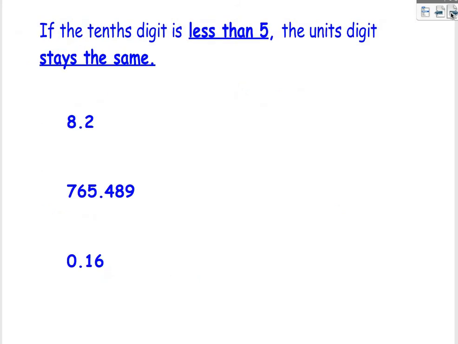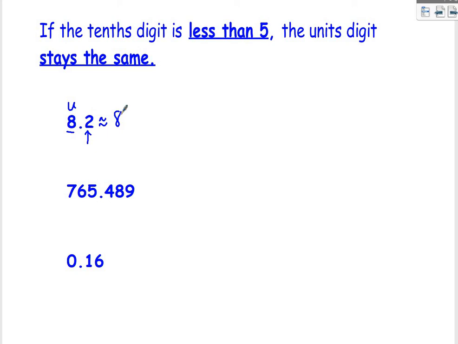Now, if the tenths digit is less than 5, the units digit does not change, it stays exactly the same. So let's have a little look at some of those questions. The value in the units column is 8. The value in the tenths column is 2. Now that's less than 5. So the units column stays exactly the same, so it's going to stay as an 8. 8.2 to the nearest integer or whole number would be 8.